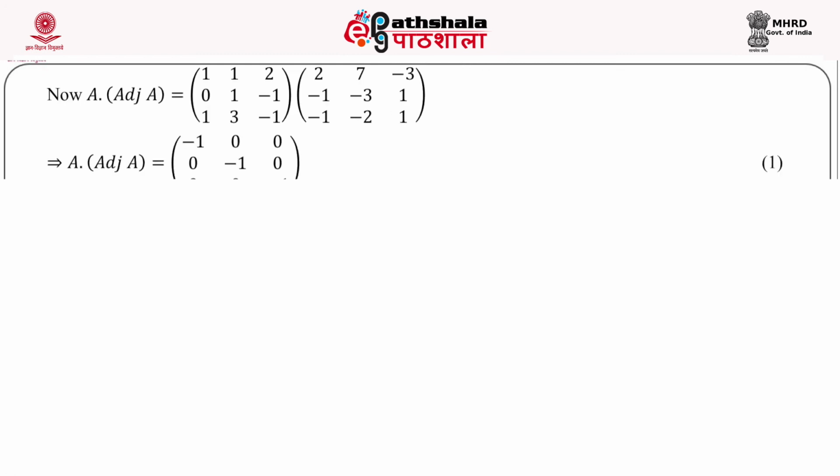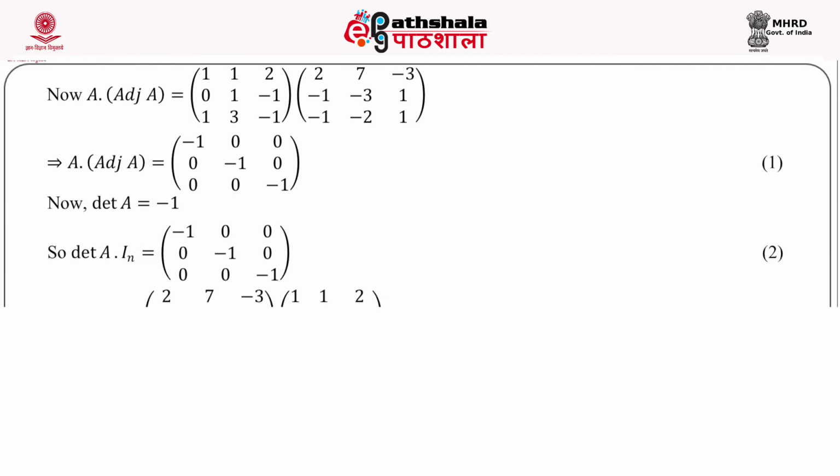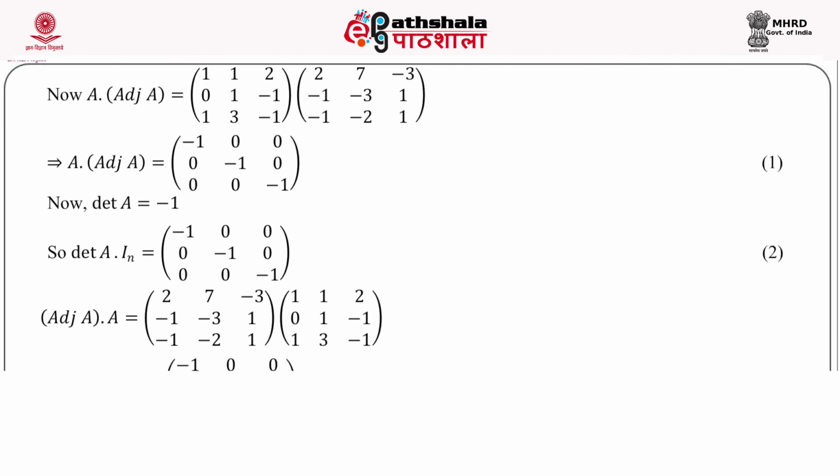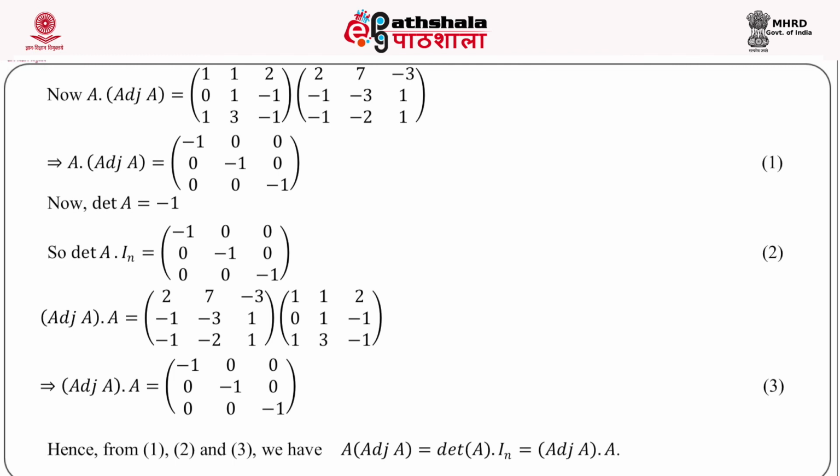Now let us find the product of A into adjoint of A. Using the multiplication, we have A into adjoint of A is equal to a diagonal matrix in which the diagonal elements are equal to -1. Now let us find the determinant of A, which is equal to -1. So determinant of A into identity matrix of nth order will give a diagonal matrix in which the diagonal elements are -1. Similarly, we can find adjoint of A into A matrix, which is again a diagonal matrix with diagonal elements -1.